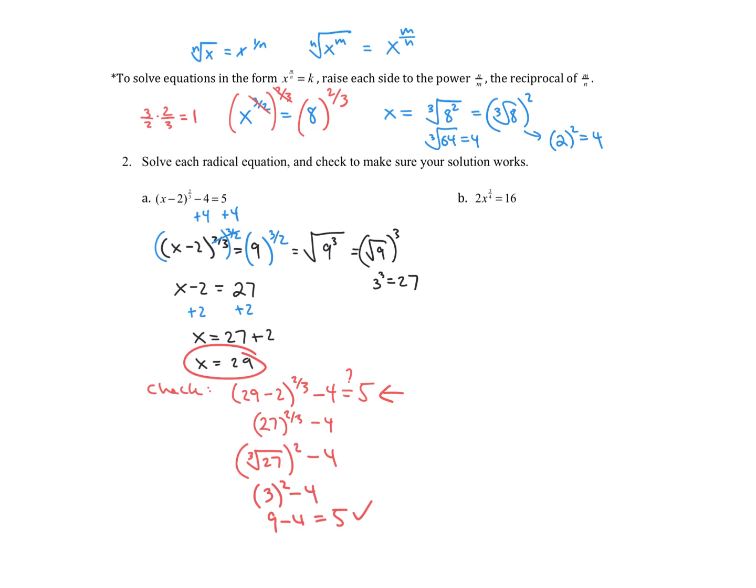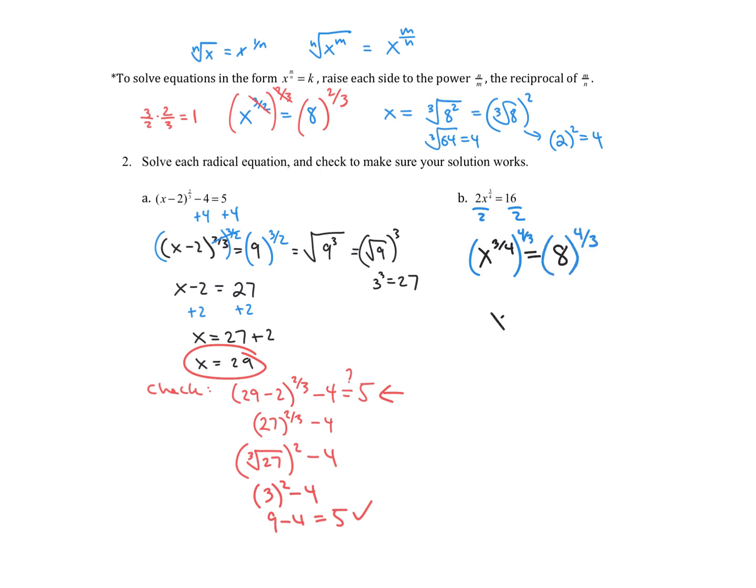Okay, in the next example, same idea. First, we need to get x to the 3/4 by itself, though. So we've got to get rid of that 2. So we're going to divide both sides by 2 first. And we get x to the 3/4 equals 8. Now I raise both sides to the reciprocal power, which is the 4/3 power.